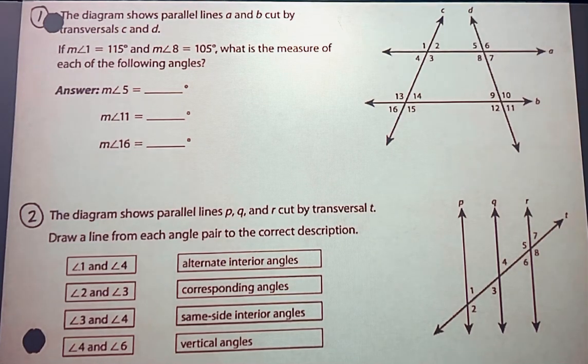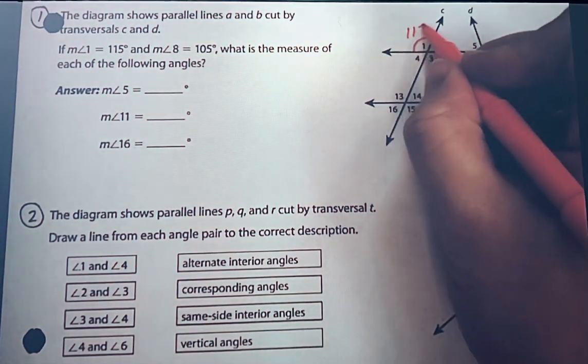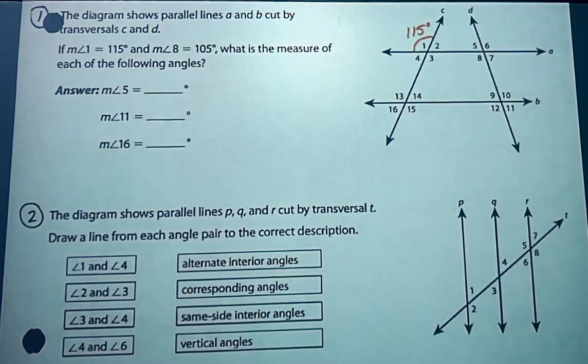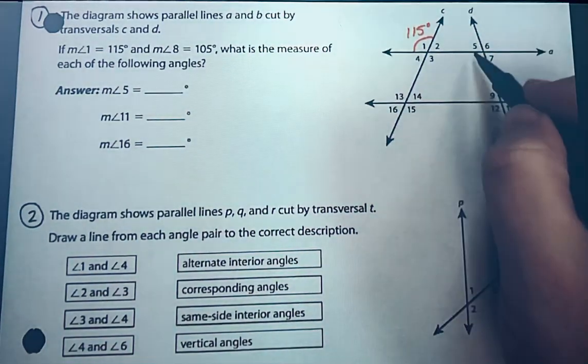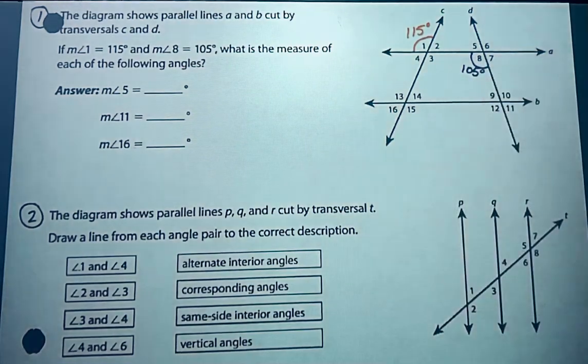Angle relationships. The diagram shows parallel lines A and B cut by transversals C and D. If the measure of angle 1 right here is 115 degrees, and the measure of angle 8 right here is 105 degrees, what is the measure of each of the following angles?